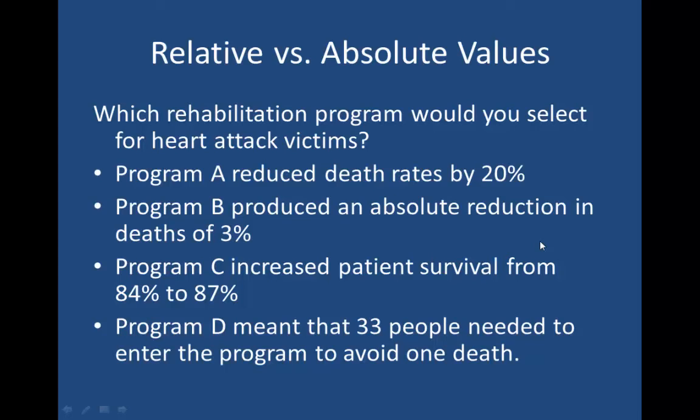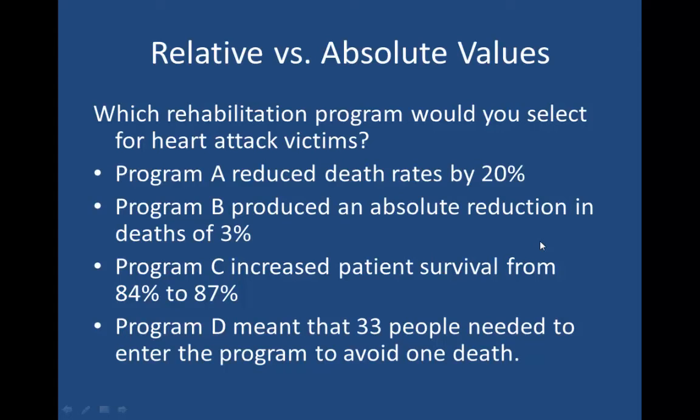Here is the absolute risk reduction, right? 87 minus 84 is 3. And 33 people needed to enter the program to avoid one death. That's doing the NNT. It's 100 divided by 3. If you have your calculator, play along. 100 divided by 3, 33.33, or 33.33 people need to enter the program to avoid one death. So all of these say the same thing.